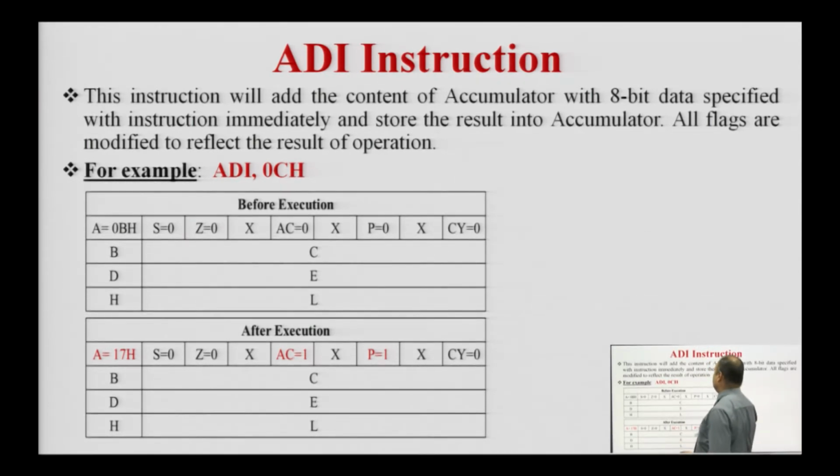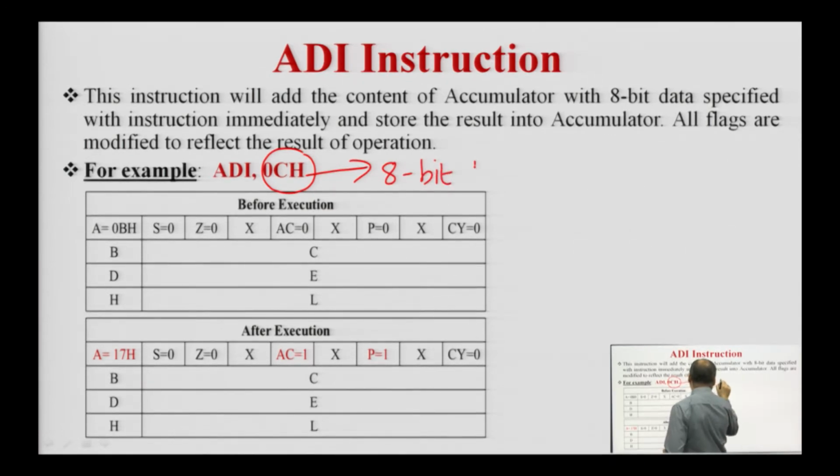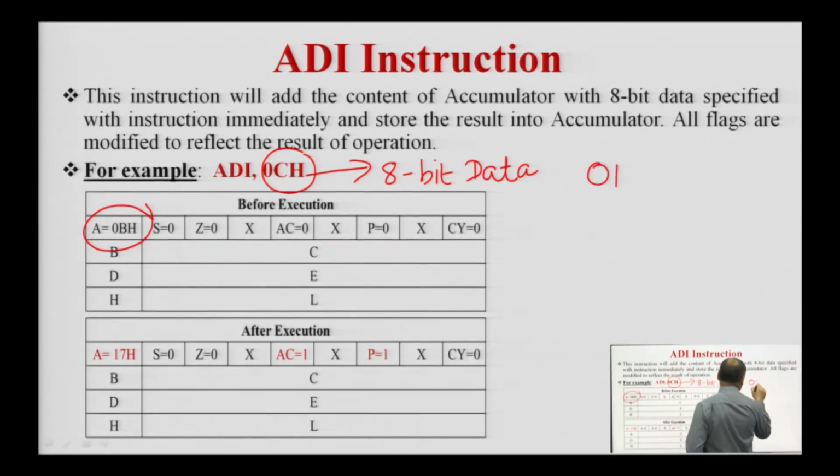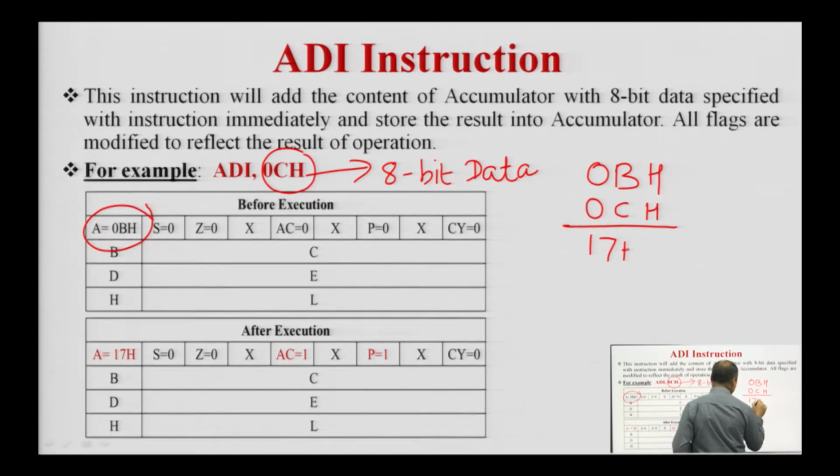For example, the instruction is ADI 0CH. So, 0C is nothing but the 8-bit data which is specified with the instruction. This instruction will add the content of the accumulator, which is 0BH before the execution, and the 8-bit data, that is 0CH, immediately and store the result into the accumulator. If we add this 0B and 0CH, the result is 17H and this is stored into the accumulator. So, after the execution of this instruction, the content of the accumulator becomes 17H.